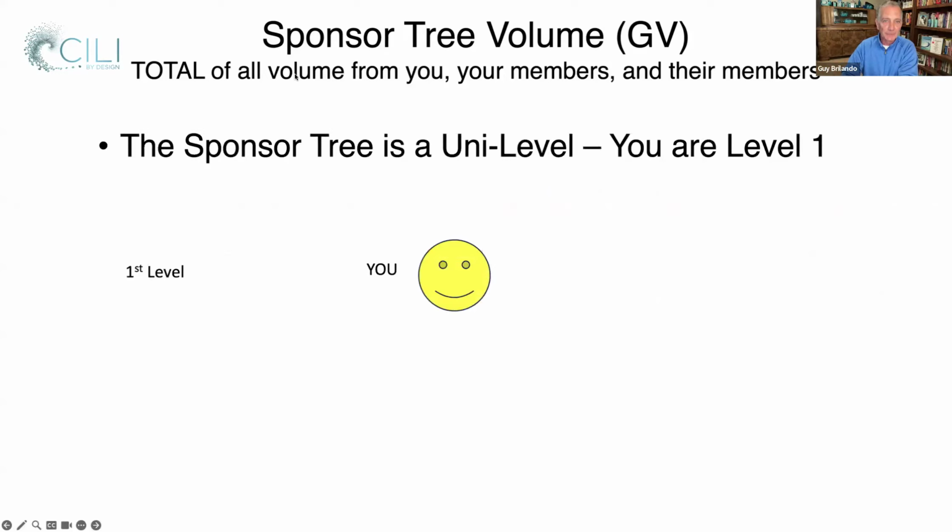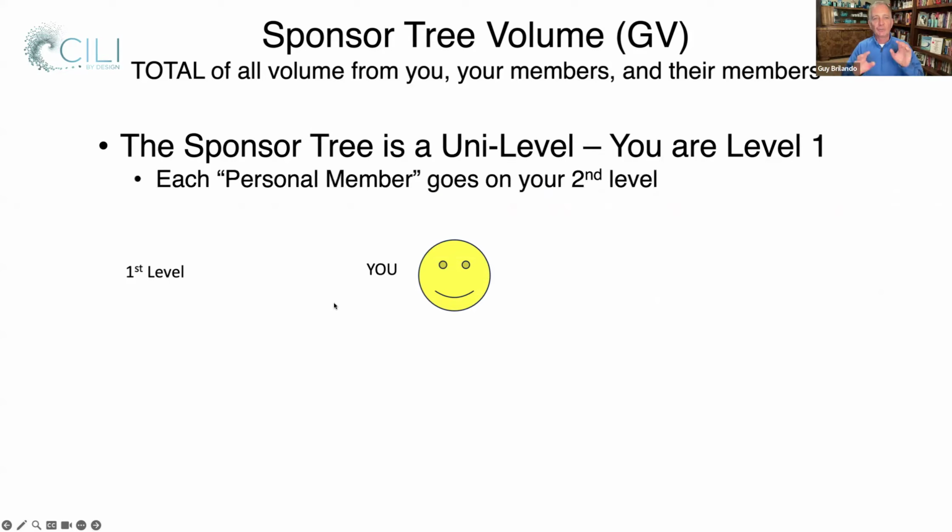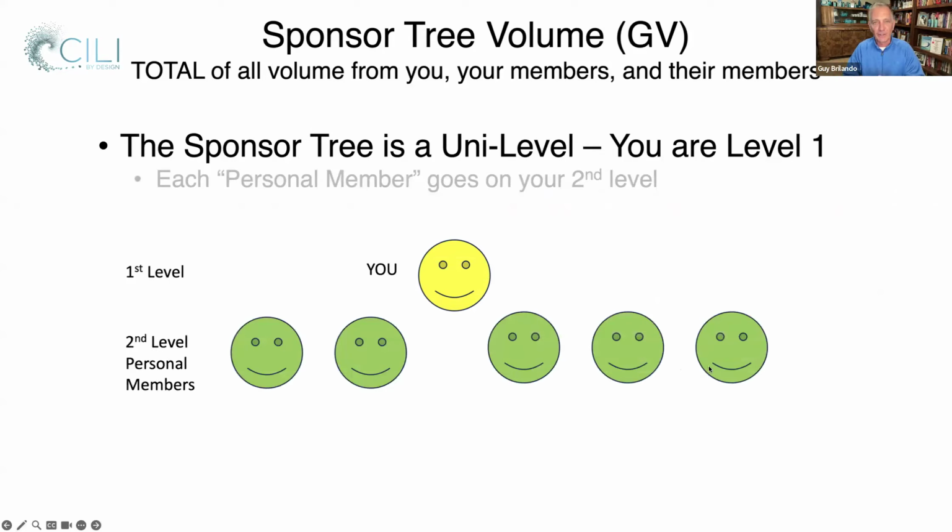That's the overview. When you take a look at the sponsor tree, it's a unilevel, and you are level 1, the way that it's described in the compensation plan. So you are the first level. Every person that you sponsor goes on your second level. These green smiley faces are your personally sponsored members. It has nothing to do with left and right per the team bonus. That's totally separate. This is about your sponsor tree.